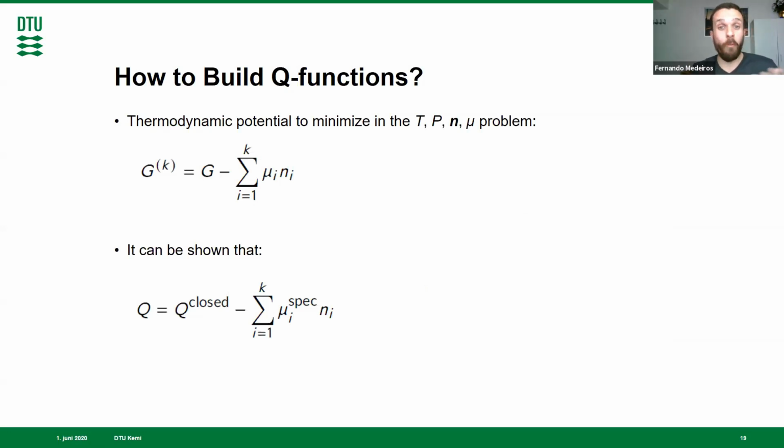So how about open systems, right? Because that's the focus of the presentation. The thermodynamic potential that we have to minimize in open systems is this G^Q. So what is G^Q? It's basically G with the corresponding Legendre transforms for the fixing of a chemical potential. Here the sum goes from 1 to the number of fixed chemical potentials that I might have. And that's the potential that we have to minimize.